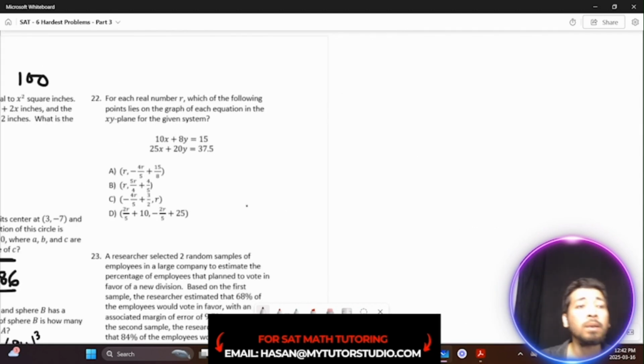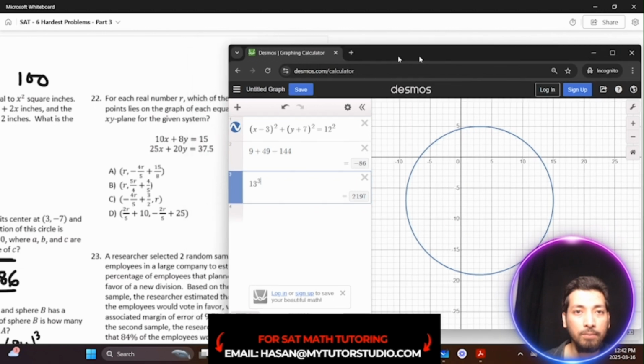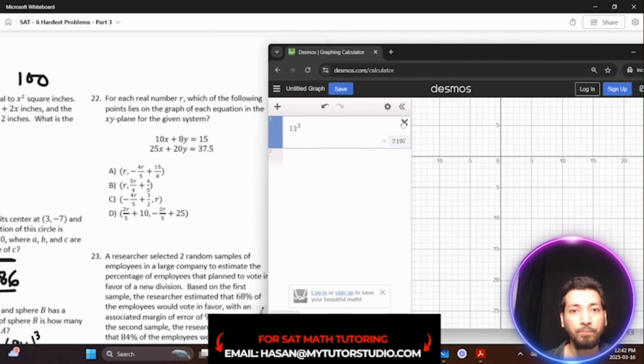All right. Now let's look at problem number 22. For each real number R, which of the following points lies on the graph of each equation in the XY plane for the given system? This problem also appears in the SAT math section over and over again in different forms. Basically, you'll see that the two equations are basically the same with just different coefficients. So if you just use Desmos here, let's see what you get.